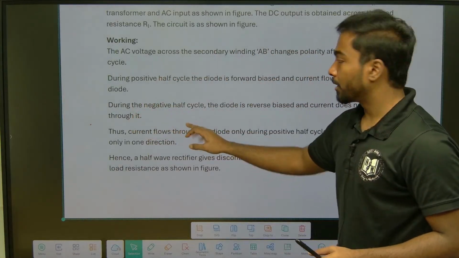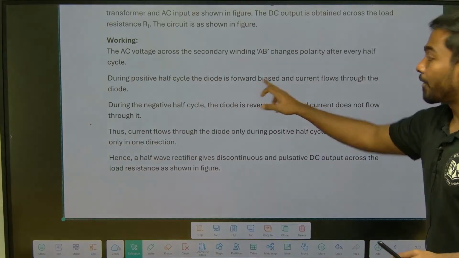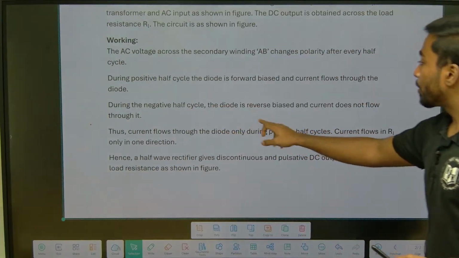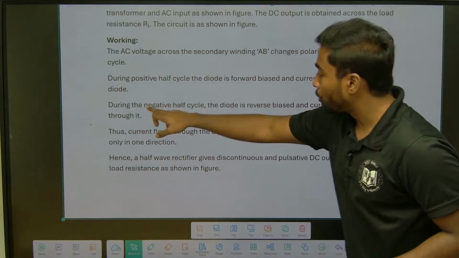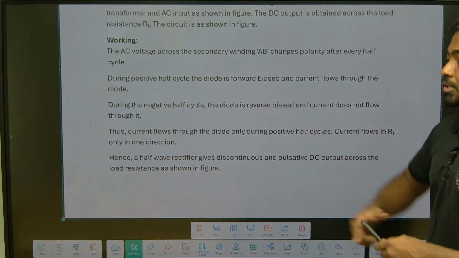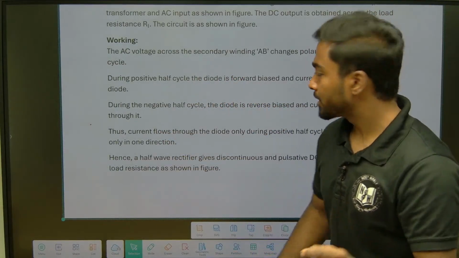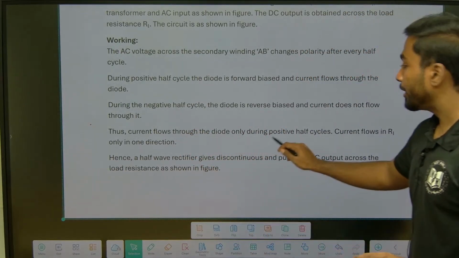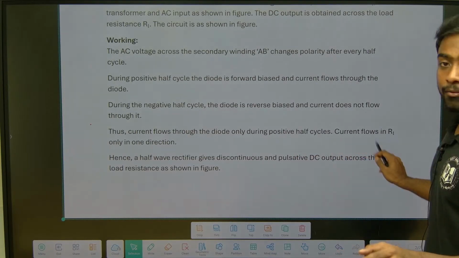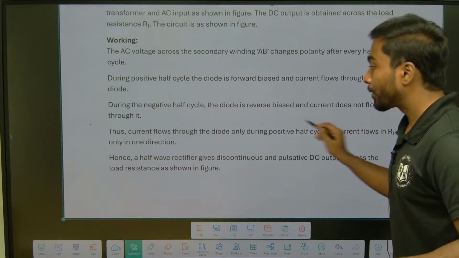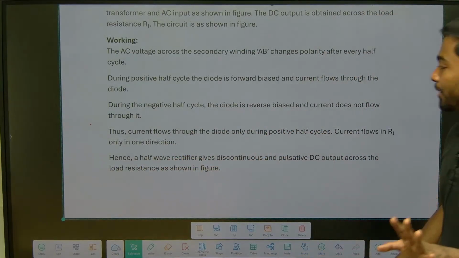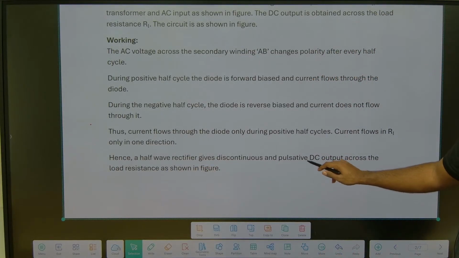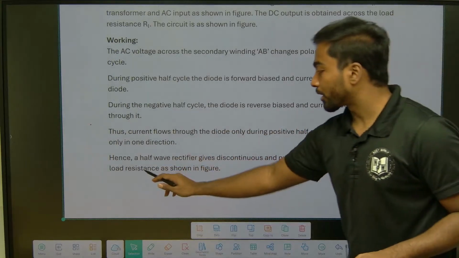And during the negative half cycle, what happens? The diode is reverse biased and current does not flow through it. So for the positive half cycle, current flows and it is forward bias, and for the negative half cycle, current doesn't flow and it is reverse bias. Thus current flows through the diode only during the positive half cycle, and current flows in the resistance R only in one direction. Hence the half wave rectifier gives discontinuous and pulsative DC output across the load resistance.